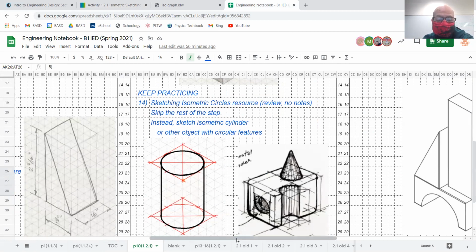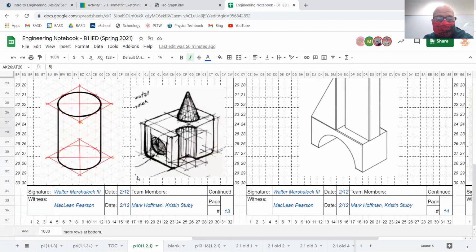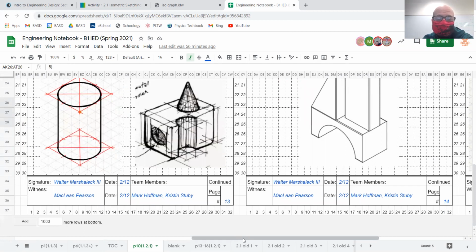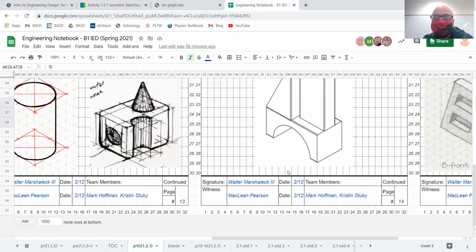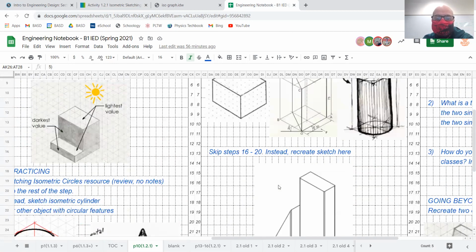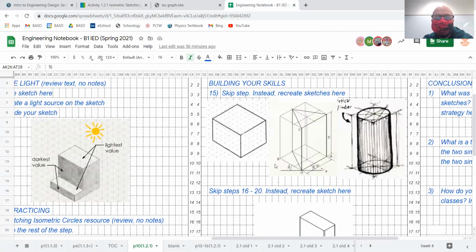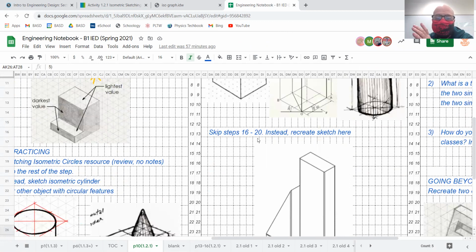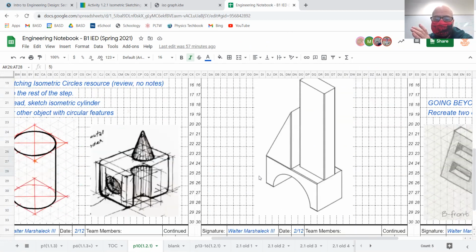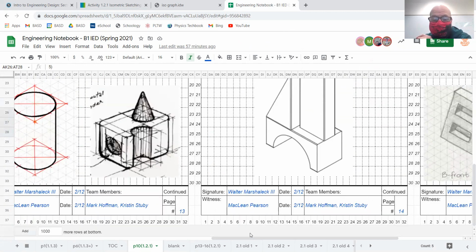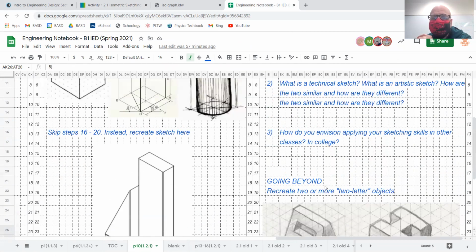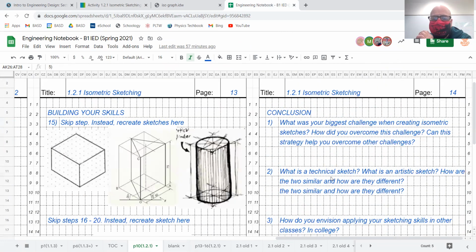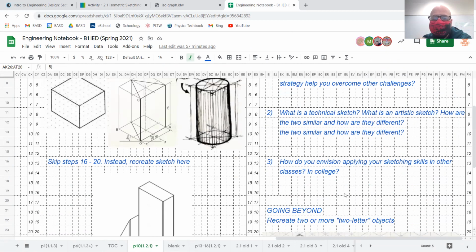Notice these circular features are what's starting to make it more complicated. I forgot, make sure you sign and witness every page. And step 15 and then 16 through 20. Step 15, make these sketches or something similar. 16 through 20, you can skip it and instead recreate that sketch or something similar. And then finally at the end, remember I said there were conclusion questions. You answer those based on your experience.